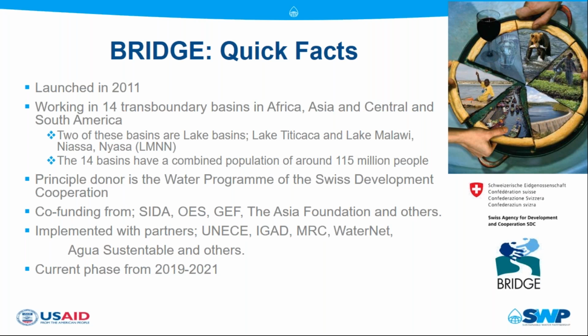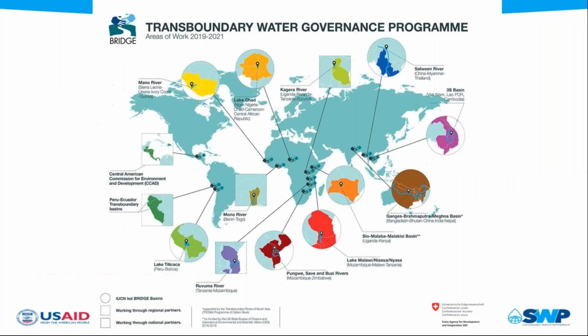And we implement it with a wide group of partners. There are just a few here: United Nations, European Commission, the Economic Commission for Europe, UNECE, the IGAD Secretariat in the Horn of Africa, the Mekong River Commission, WaterNet in the SADC region, Agua Sustentable in South America, and many other partners. We certainly wouldn't be able to do this on our own. And we're currently in the phase of 2019 to 21 in this particular part of the overall Bridge program.